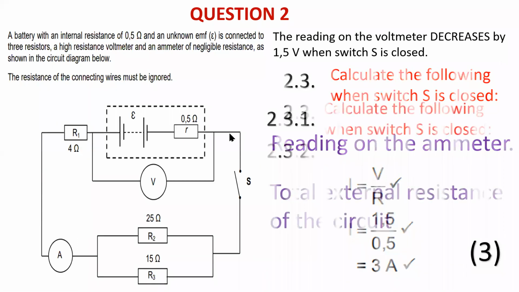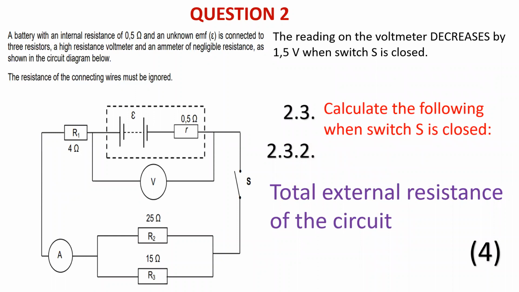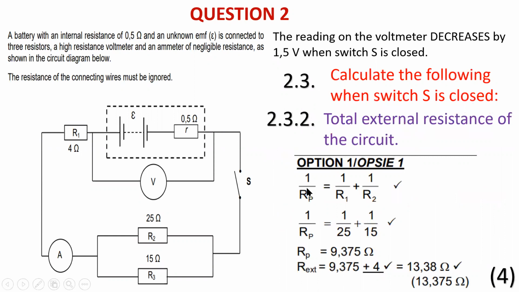So let's see what else they are asking. Total external resistance of the circuit. Okay, it is an easy one because you know R1, R2, R3. What's our step 1? You are calculating the parallel combination first, plus R1. So let's see. Yes, for the parallel combination, you are calculating, as you see, 1 over R parallel. So the formula is here. We have different options for this question. 1 over R parallel is equal to 1 over R2 plus 1 over R3, 1 over 25, 1 over 15. And then you are going to calculate like this. And R parallel, you are getting 9.375.